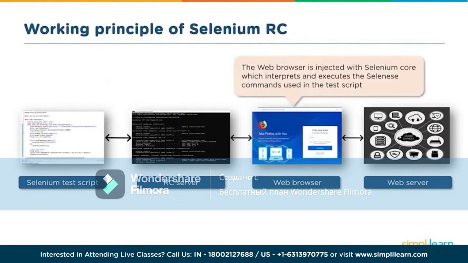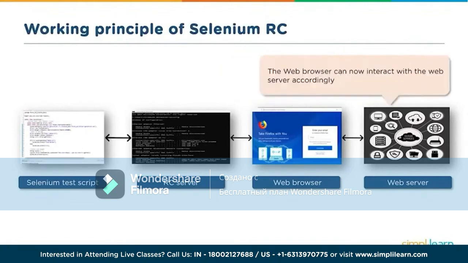And how does this communication happen? This RC server acts like a proxy. Say, for example, your test script asks for launching a browser. This command from your test script goes to the server, and then this RC server launches the browser and injects its JavaScript into the browser. Once this is done, all the subsequent calls, that is all the rest of the commands which you have written after launching the browser, go to this RC server and then to the actual web server. So all the commands are getting routed through your RC server to your web browser.